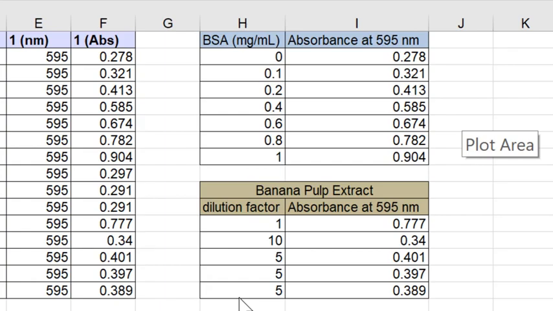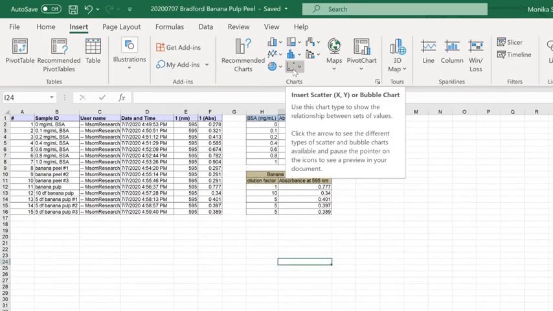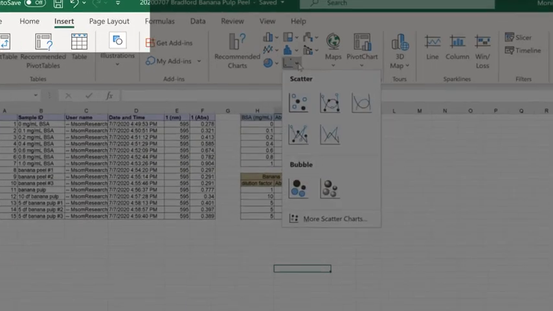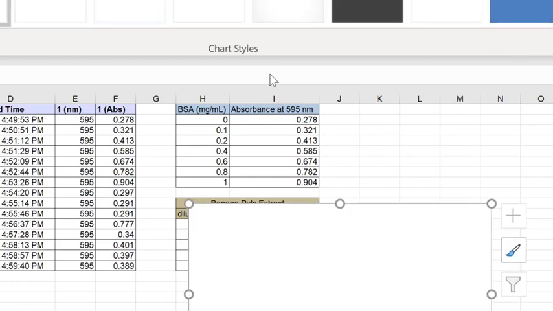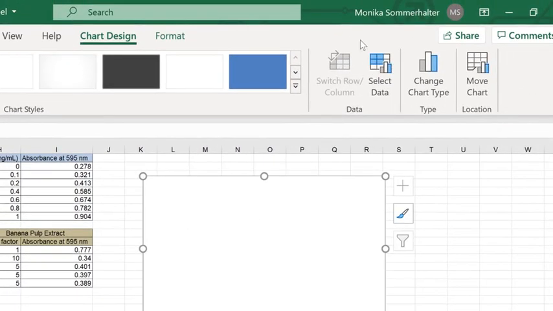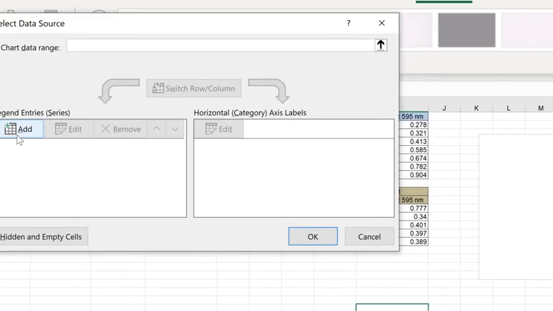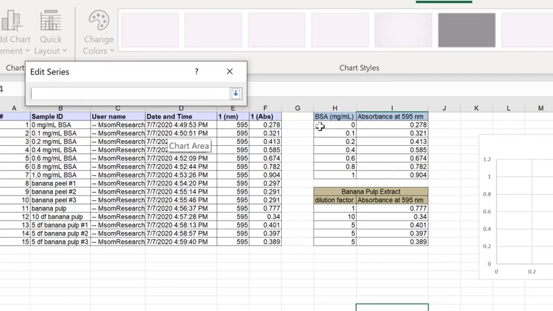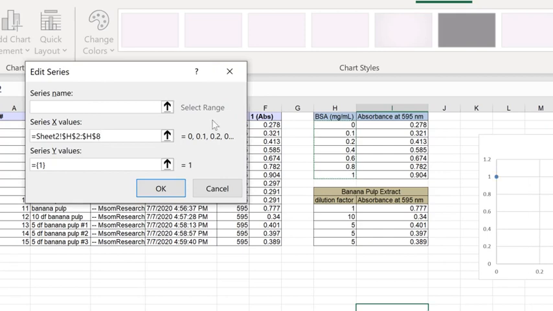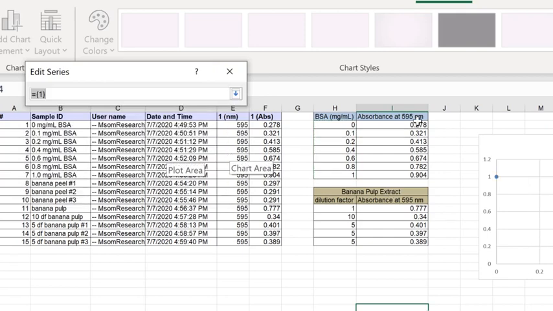Step number 1 of the data analysis is to generate a standard curve. We will insert a scatter graph, and the scatter graph has to be in individual data points because you measured individual data points. On the x-axis is the concentration of the bovine serum albumin in milligram per milliliter, and on the y-axis you have the absorbance readings.